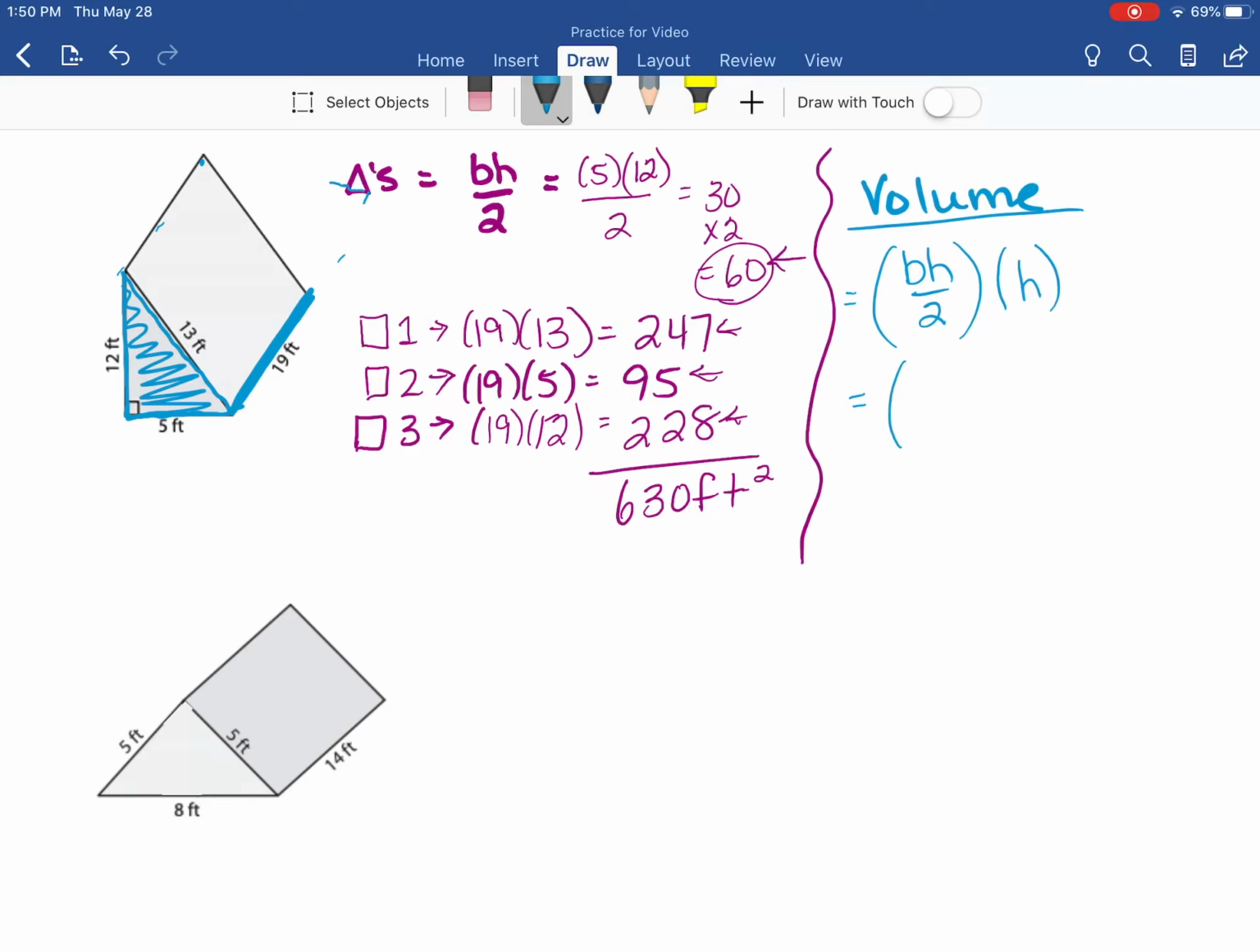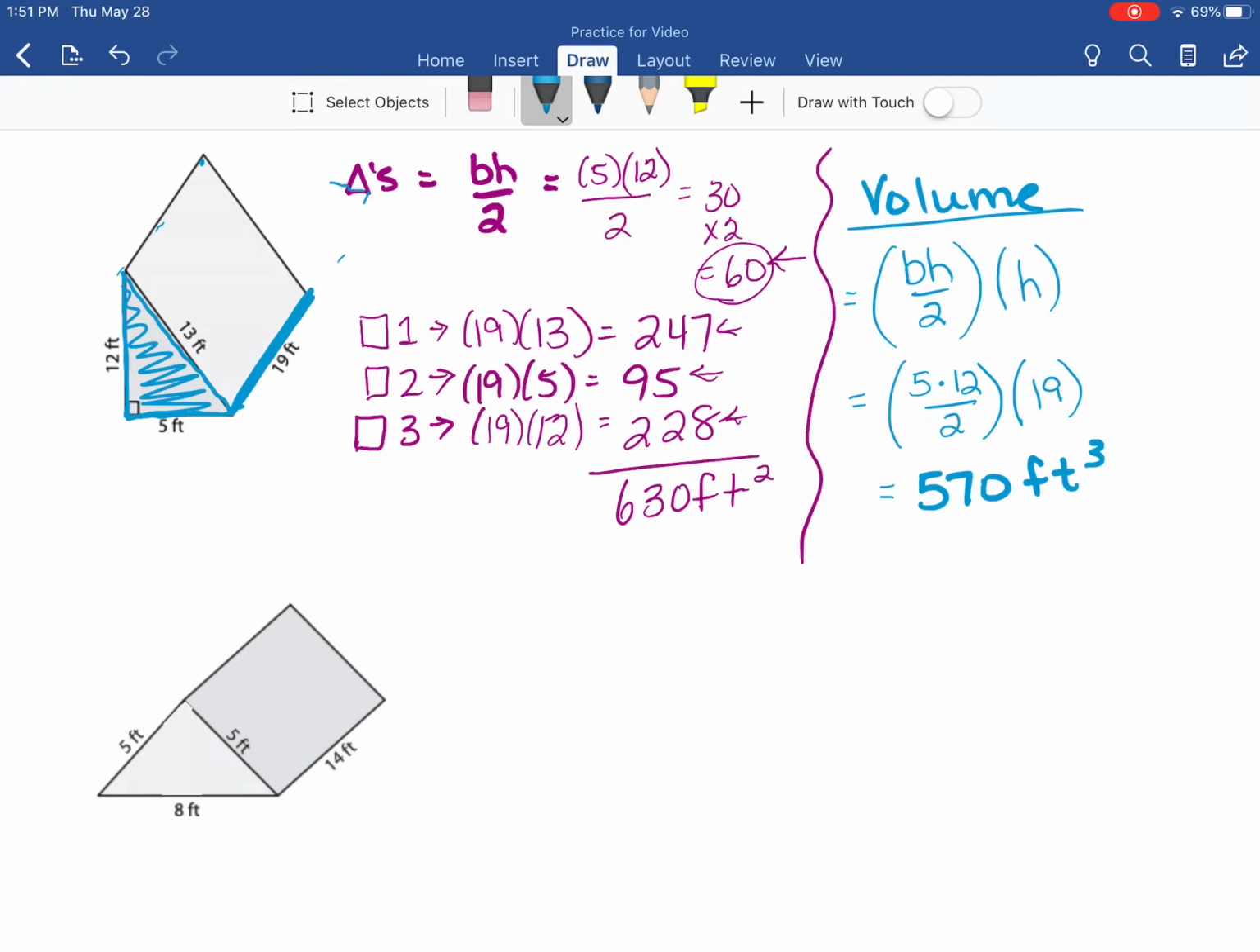So base times height divided by 2, 5 times 12 divided by 2, and then we're multiplying that by the height of 19. So I already know that 5 times 12 divided by 2 is 30, so 30 times 19 is 570 feet cubed. That's my volume.